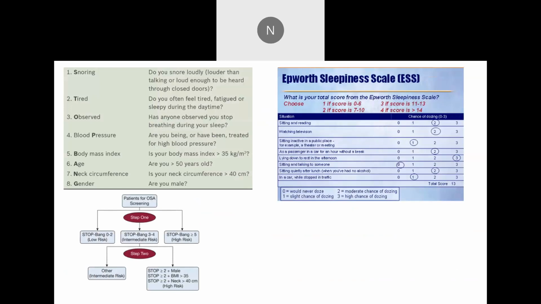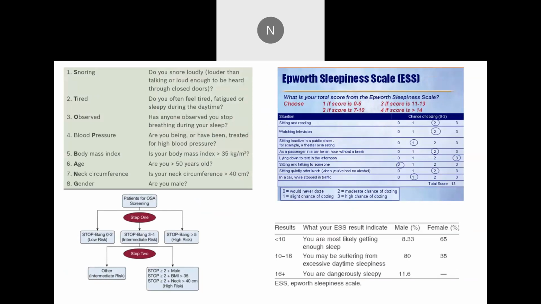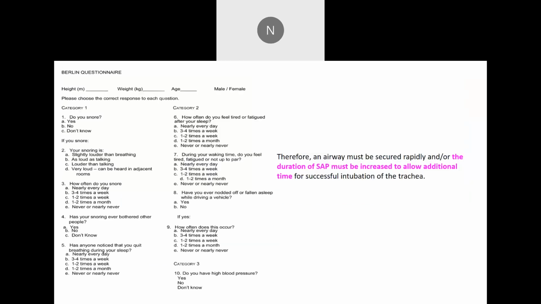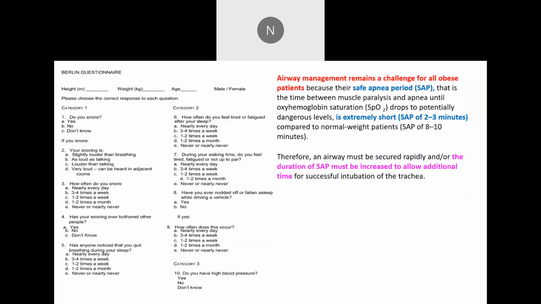And there is another, the Epworth sleepiness scale, which is to assess the degree of daytime somnolence. So that will tell you again about the severity of the OSA. And this is the Berlin questionnaire which you use. And OSA with daytime somnolence has a separate name, it is called OSA syndrome.